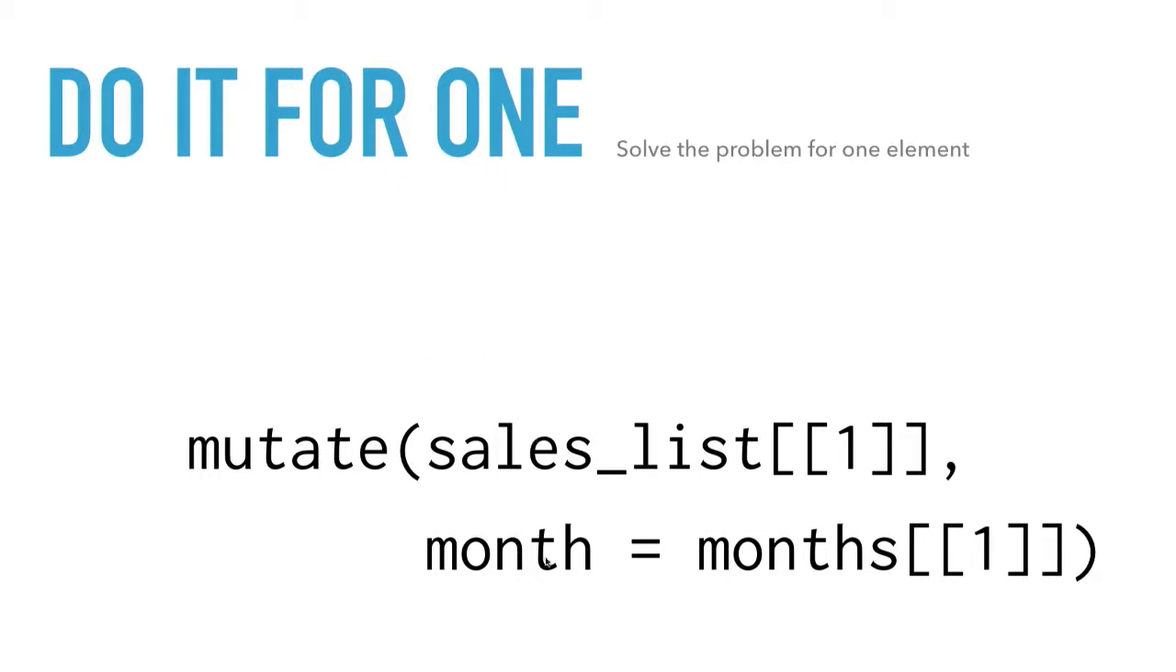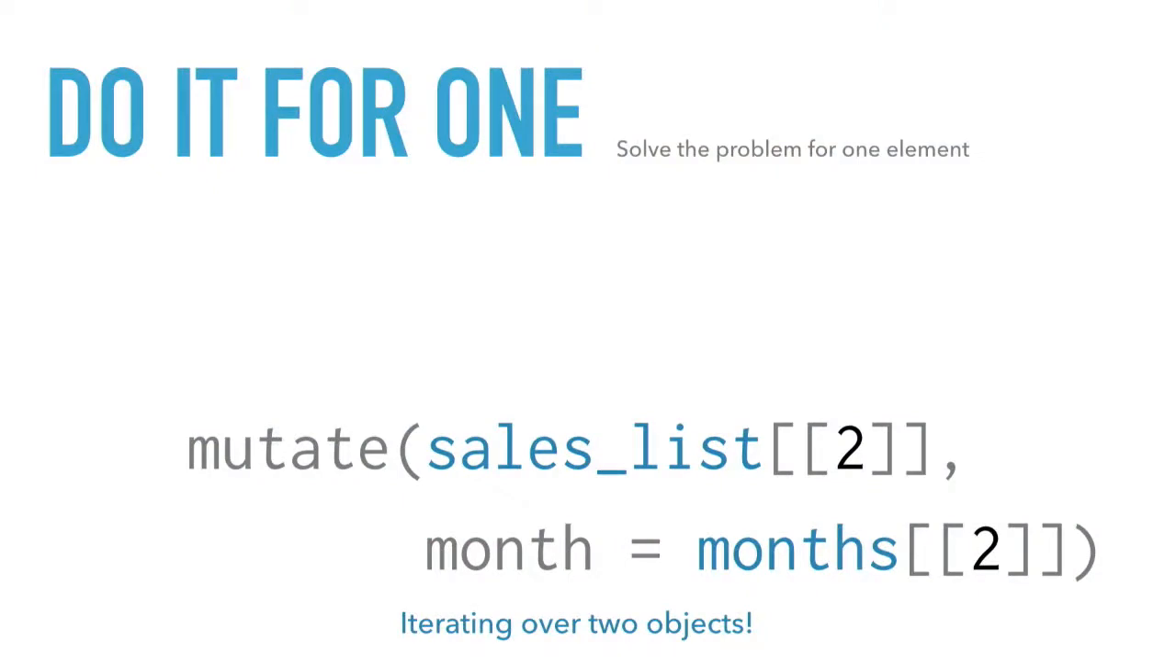What I'm doing is adding a column called month, and its value is the first element of my months vector. Remember, the months vector was that very first vector I created. It just had the character strings Jan, Feb, and March in it. So to add a column called month with the value Jan to the January data frame, I'm mutating the first data frame in the sales list, and the value is the first value in the months vector. Does that make sense to everyone?